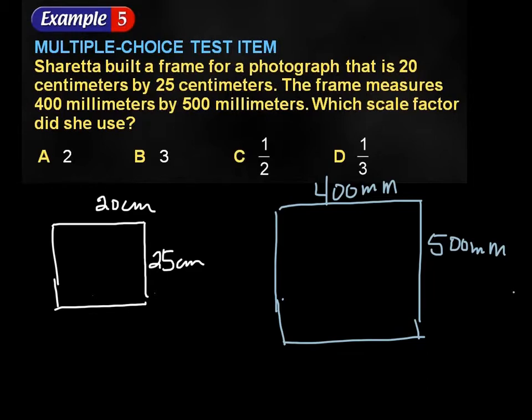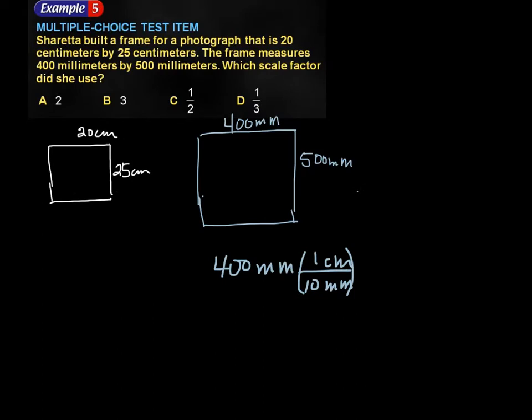Sharita built a frame for a photograph that's 20 centimeters by 25 centimeters. The frame measures 400 millimeters by 500 millimeters. Which scale did she use? I have no idea why they changed the units, so we need to get them both in the same unit. We know that there are 10 millimeters in a centimeter. So when we divide by 10, the metric system is brilliant, we just move our decimal one place.